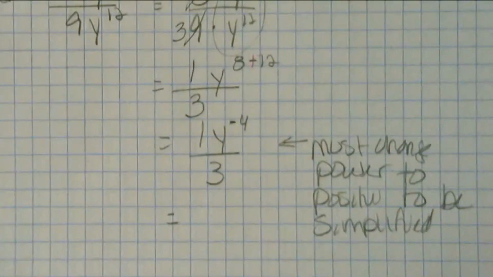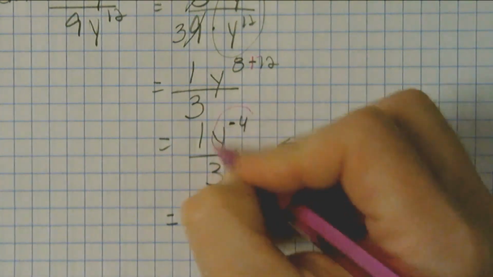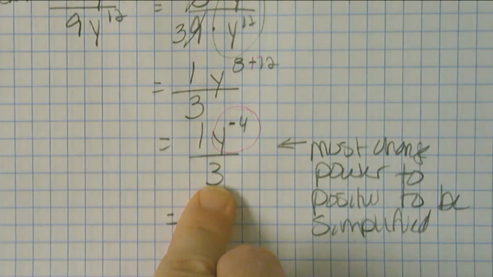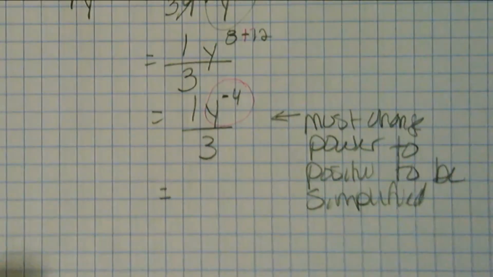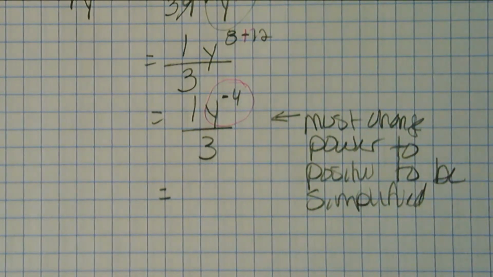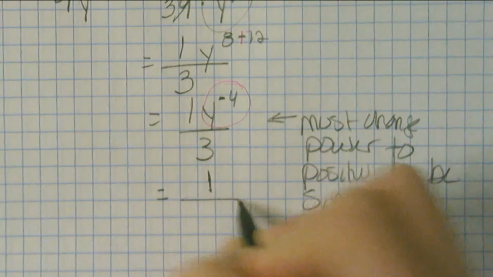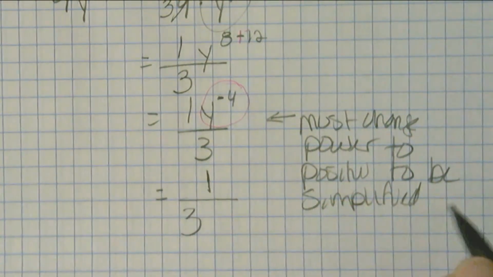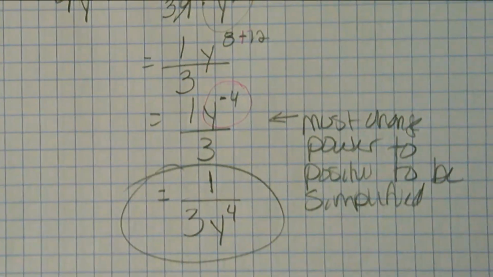What is the only term in there that has a negative power? Michaela? The y. So the 3 remains where it is because it has a positive power of 1. So it's just the y. So where do I need to put my y term to make that power positive? Kira? In the denominator. So my 1 remains in my numerator, my 3 to the first remains in my denominator, and now I have y to the positive 4th power in my denominator.